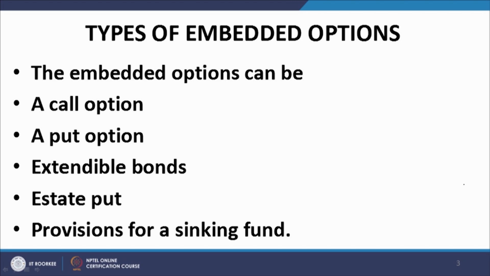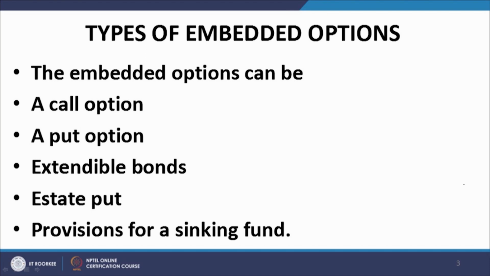Then there is an option which requires that the bond issuer maintain a sinking fund, that is, segregate a certain amount from the profits of the company each year, and invest it in approved securities to be used for the retirement of the bonds that have been issued by the issuer.